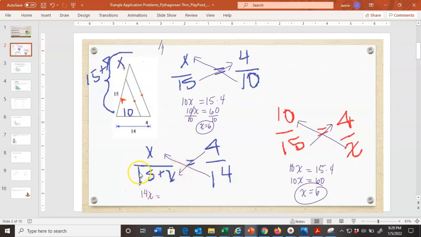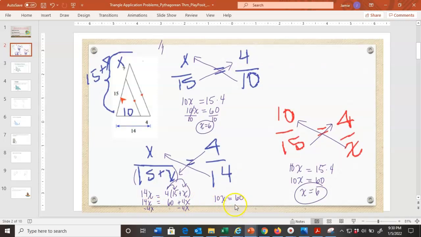Remember, when you have a statement like this with more than one term, an expression, you need to multiply this number by everything. We have to distribute it. So I'll just rewrite this. So we're going to do 4 times 15, that's our 60, and 4 times x. All right, and we're going to solve for x, right? We'll combine our x terms, subtract 4x from both sides, and you get 10x equals 60. Divide both sides by 10, and sure enough, you get x equals 6.